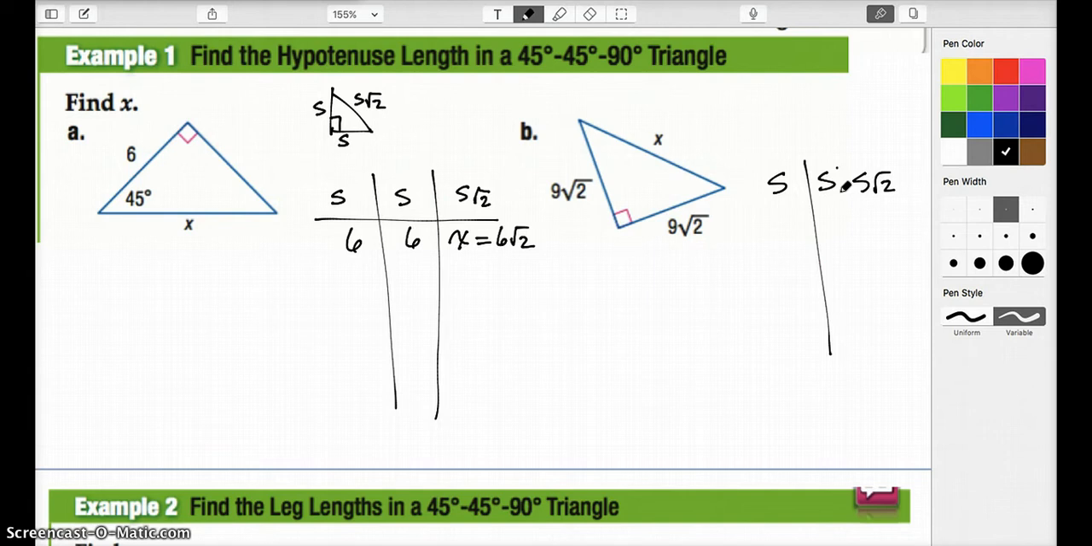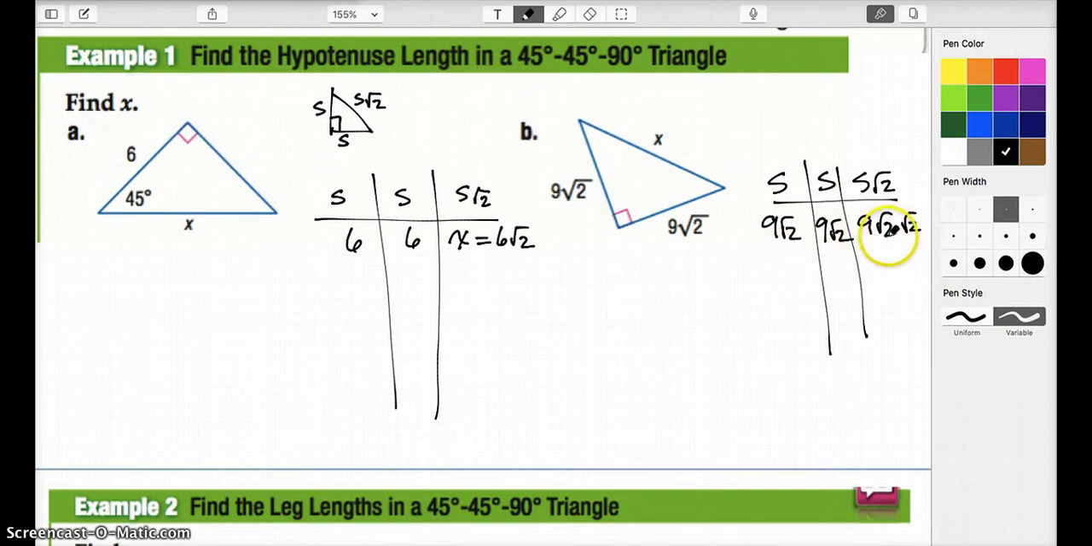So whatever the legs are, I'm going to put in the S pile. So 9 root 2, 9 root 2. What is X? It's going to be S, 9 root 2 times root 2. Do you see how that was a little bit weird? You didn't expect that. When you see the root 2, you think it's going to be S root 2, but no, you need to line it up with the measure that it actually is. The 9 root 2 refers to the legs, whereas the X refers to the hypotenuse, and that's what we got there. So X is equal to that.